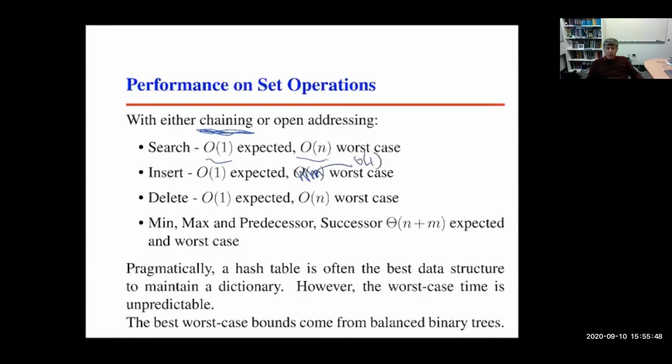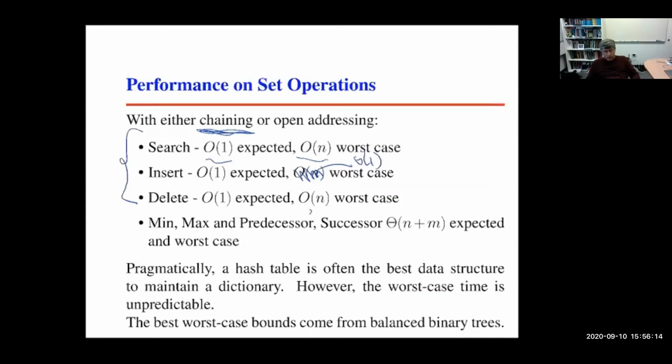But to delete something from a hash table, I have to actually find what bucket it's in. I then have to search the list. I claim that that should still be an order n operation. So in expected time, the main dictionary operations take constant time. That's why hash tables are good.